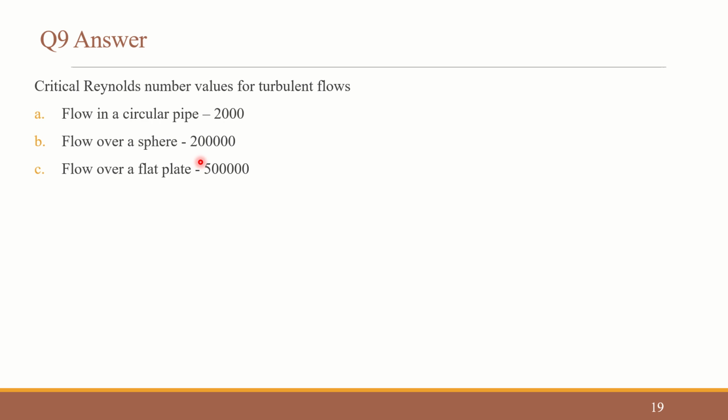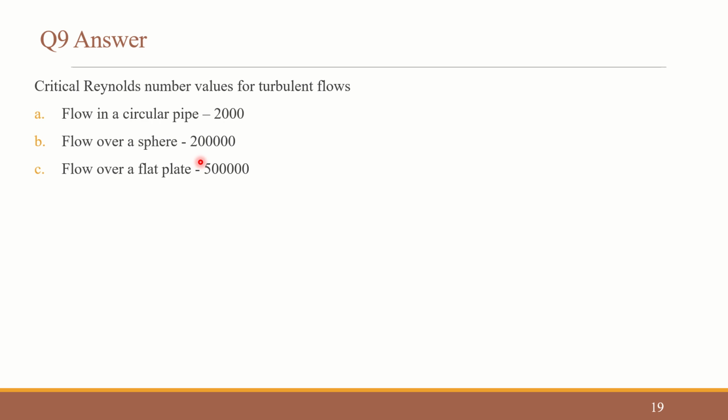So when the Reynolds number exceeds 2000 for flow through a circular pipe, we know that it is turbulent flow. Whereas for flow over a sphere, the critical value is a Reynolds number of 2 lakhs, and if it exceeds 2 lakhs we can call it turbulent flow, but in our case it was 50,000 for flow over a sphere, so it was not turbulent flow.